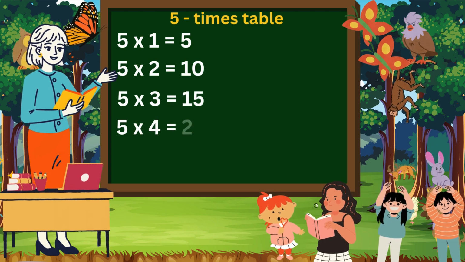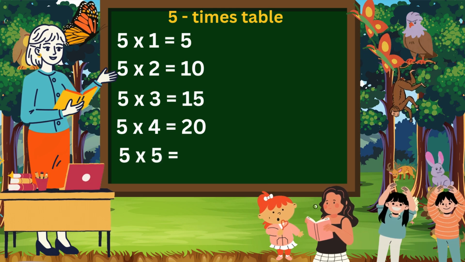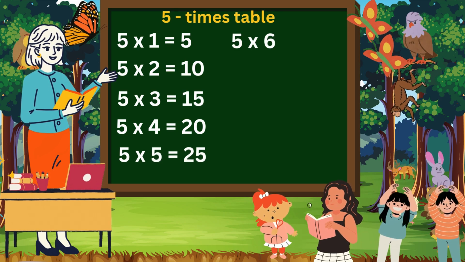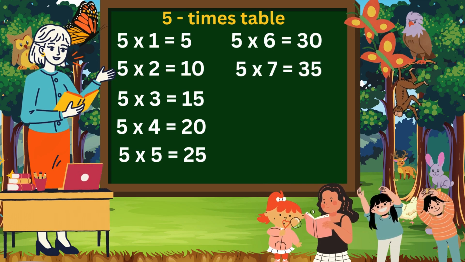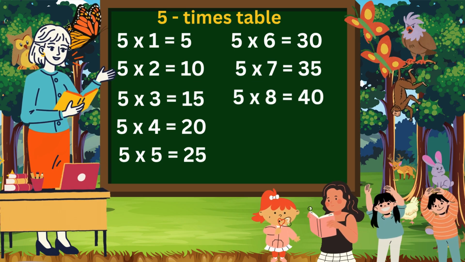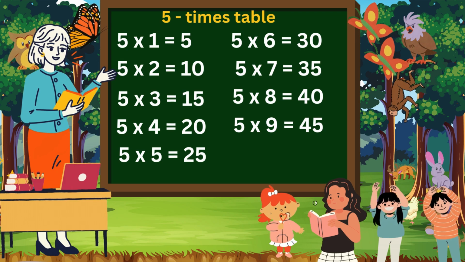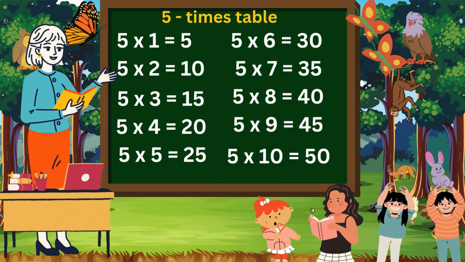5 fours are 20. Boom, boom. 5 fives are 25. Clap, clap. 5 sixes are 30. Boom, boom. 5 sevens are 35. Clap, clap. 5 eights are 40. Boom, boom. 5 nines are 45. Clap, clap. 5 tens are 50. Yeah.